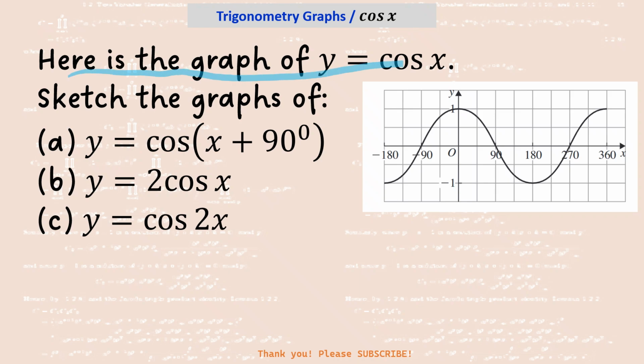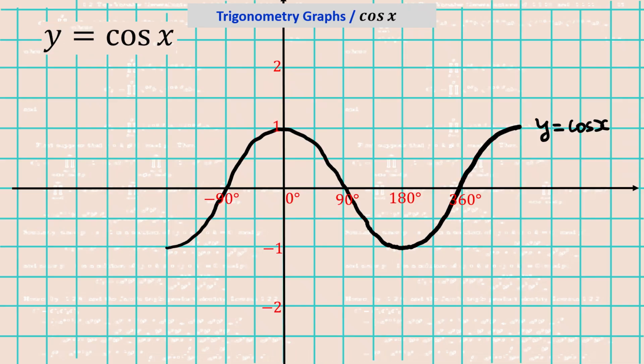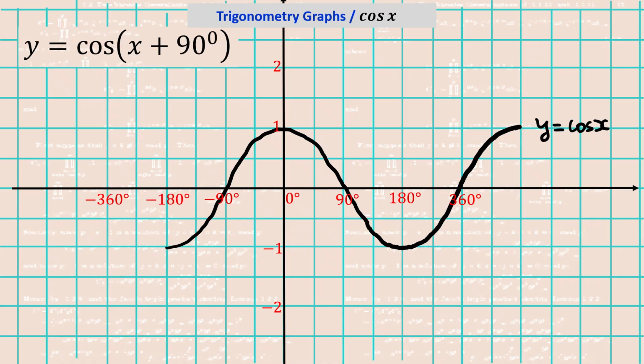Here is a graph of y equals cos x. So this is a graph of y equals cos x. And we need to sketch the graphs of y equals cos of (x plus 90 degrees), y equals 2 cos x, and y equals cos 2x. So the graph of cos x, I drew it again, and then to go on to work out what the graph of cos (x plus 90 degrees) would look like.